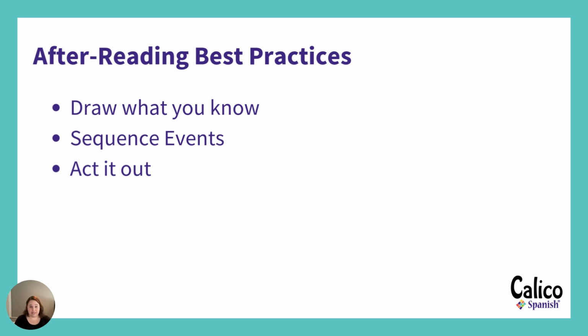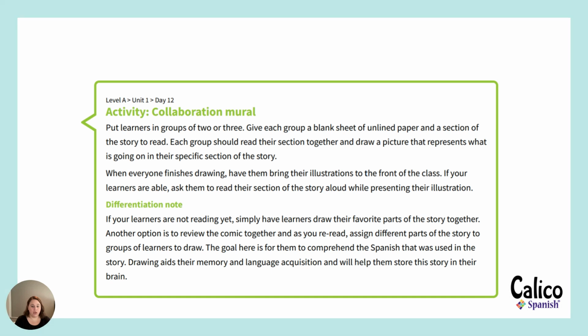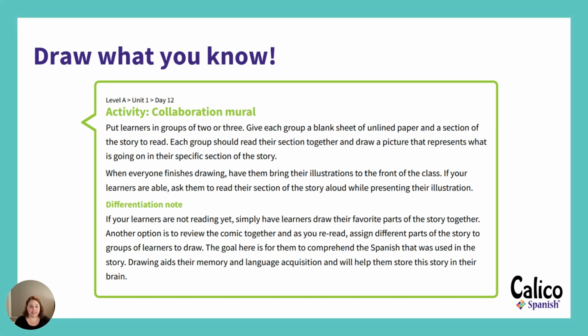After reading best practices. So these are just 3 of, again, probably endless amounts of activities that you can do after reading. A great one to use when you're trying to differentiate this for younger learners, maybe ones that aren't quite ready to write words, is to do a collaboration mural. So give them a section. So you're going to put them in groups. You're going to have them have a section of the story. You want to make sure that they understand what's happening in that section, and you're going to have them draw a picture that represents what is going on in their specific section of the story.